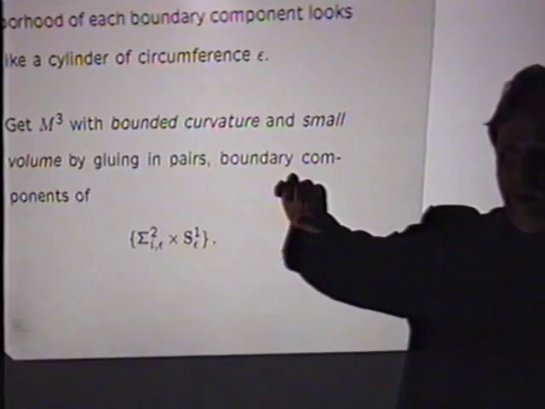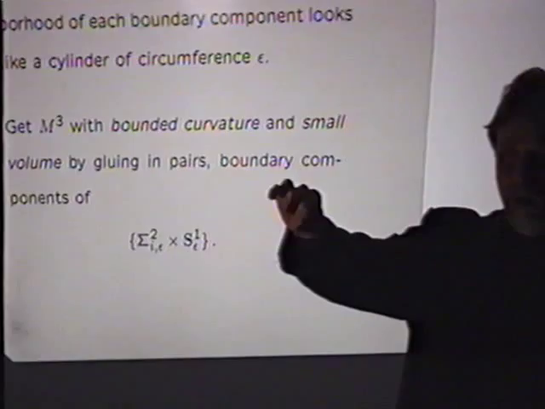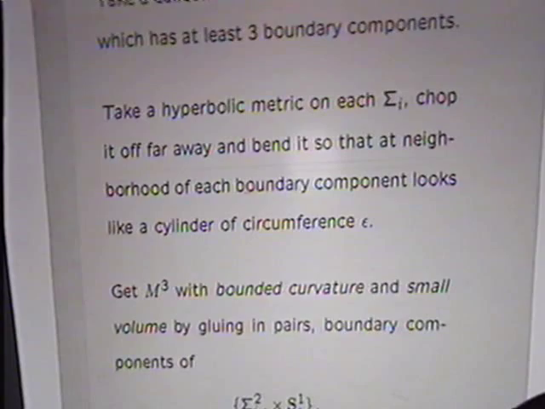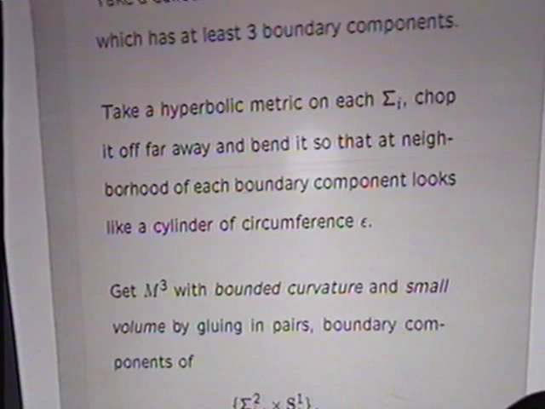And let's say we went out far, so we made all the boundary circles have size epsilon. And now we cross each piece with a circle of size epsilon. So now we get a bunch of three-dimensional pieces, each of whose boundaries is a product of two circles of size epsilon. And then it's really a product with the orthogonal direction to the boundary.